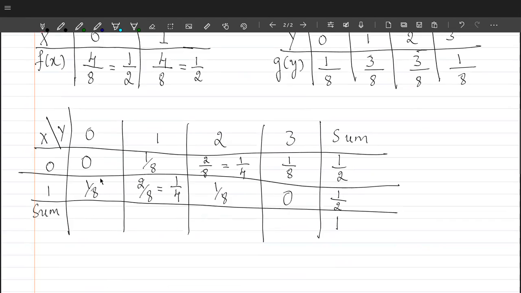Let's find the row sum. 0 plus 1 by 8, this is 1 by 8. This is 3 by 8. This is again 3 by 8. This is 1 by 8. So let's calculate the total here. 3 plus 3, 6. 6 plus 2, 8 by 8. So sum is 1. So what you have calculated or this table is correct.